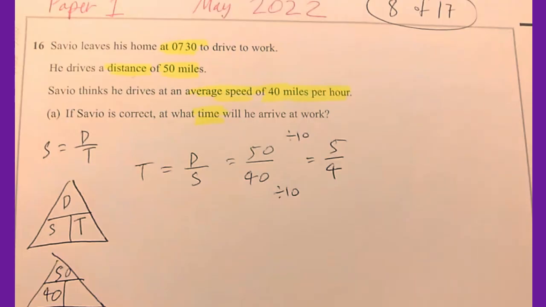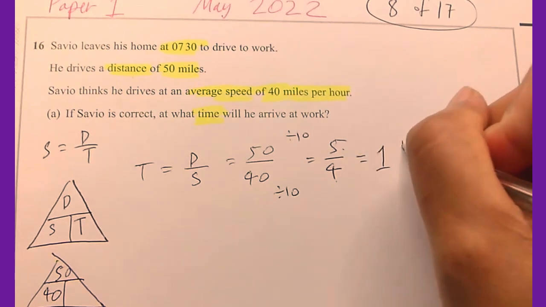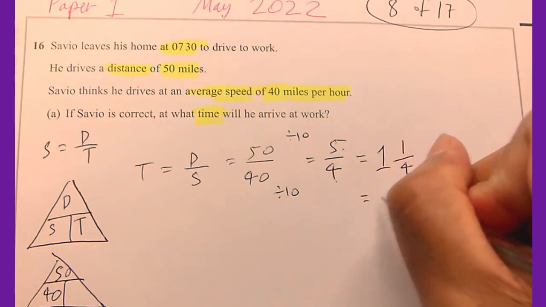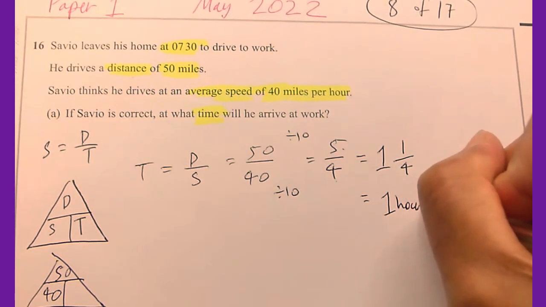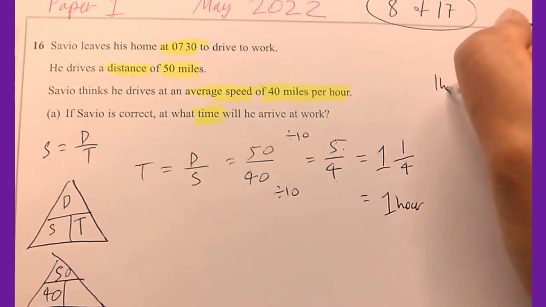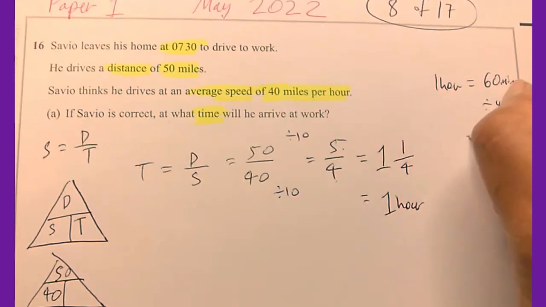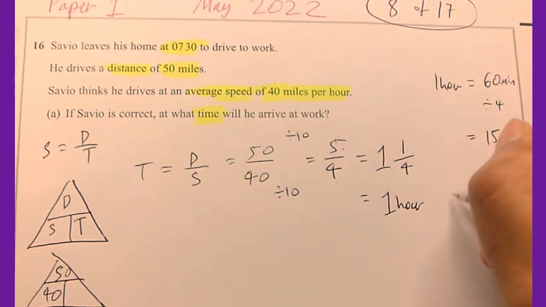It's a non-calculator paper, so I can't really use a calculator. How many times does 4 go into 5? It goes in once. What's my remainder? 1 out of 4. 1 out of 4 is a quarter. So that's a quarter of an hour. That's 1 hour. If 1 hour equals 60 minutes, what's a quarter of an hour? So I'm dividing by 4. A quarter of an hour is going to be 15 minutes. So 60 divided by 4. So that's 1 hour, 15 minutes.